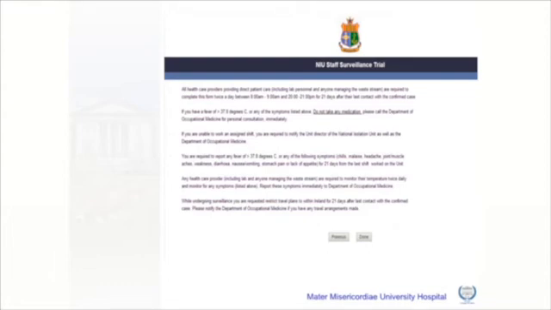This is the last page they will see when they click on. All healthcare workers providing direct patient care, including the lab personnel and anyone managing the waste stream, are required to complete this form twice a day. We are hoping that they will do so between the hours of 8 a.m. and 9 a.m., and again, as I say, twice a day, at 8 p.m. to 9 p.m.